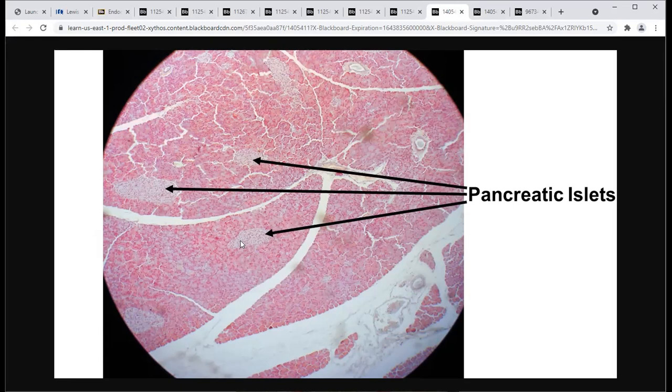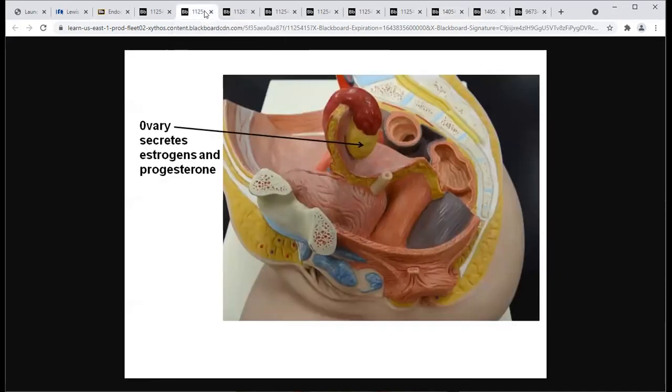The last two endocrine glands here, part-time endocrine glands, are ovaries and testes. We will come back to these in much greater detail in the reproductive system. So let me see if I can find a model for this. All right, so let's start with the ovary. Here's our pelvic model, and this yellow chunk of plastic is the ovary.